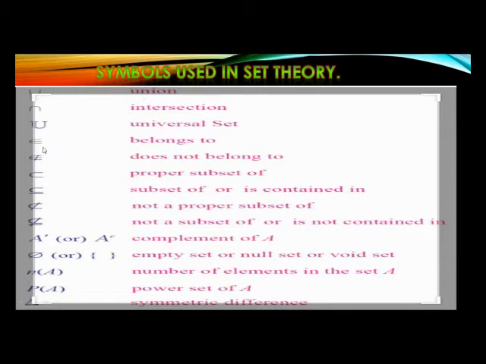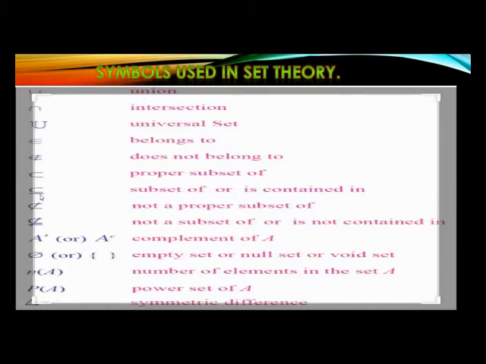When this symbol is given, we read it as belongs to or member of. The next is the same symbol, but with a line over it, which means does not belong to. Whenever you see the same symbol with a line over it, we read it as does not belong to. The next symbol is proper subset of.